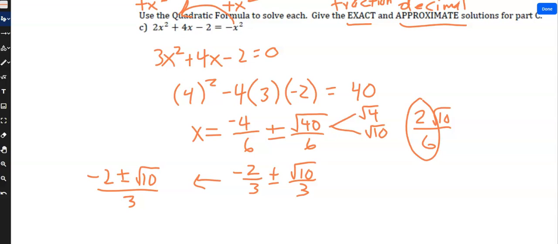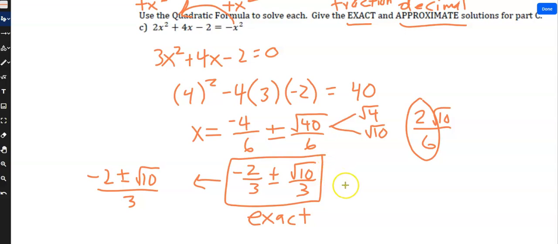I don't particularly like that just because kids typically make mistakes, as I said before, when they have it all together. I see lots and lots of mistakes. People reduce one part but not the other, and then they get a wrong answer. But I suggest we leave it like this. Now, what are the approximate solutions?